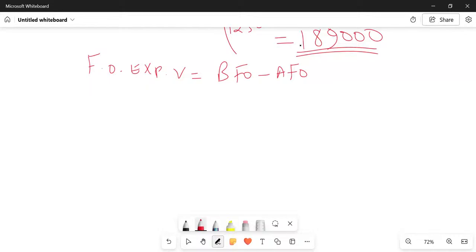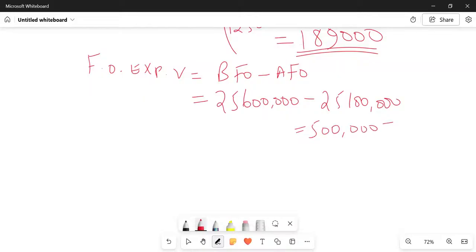So budgeted fixed overheads ni how much? It is given total 25,600. That is from the budget, isn't it? Minus actual fixed overheads. 25,100,000, like that. So 500,000, favorable. Positive, right? Thank you so much.